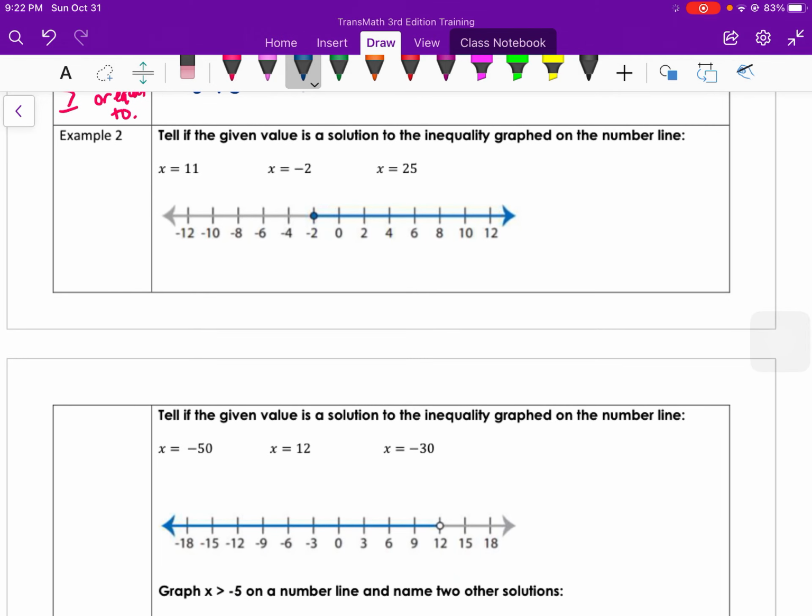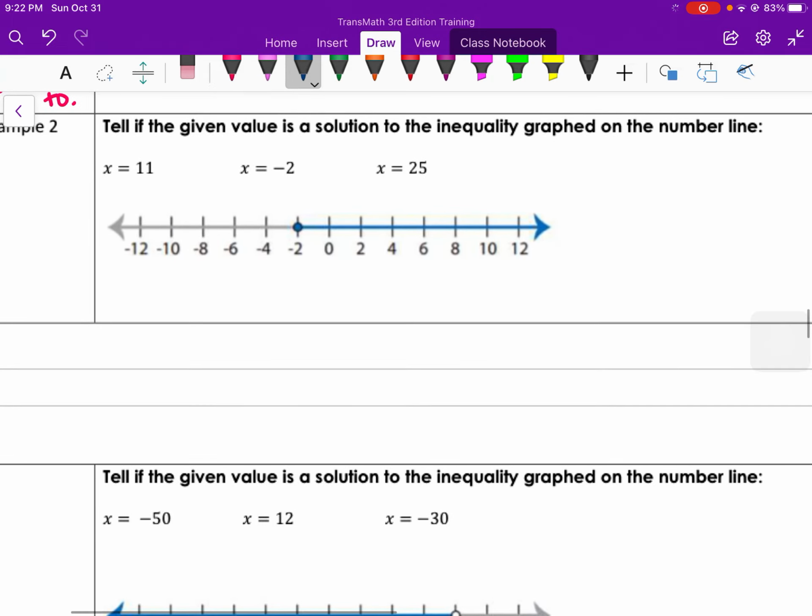Example 2, tell if the given value is a solution to the inequality that is graphed on the number line. So if I look at my number line here, I have a closed circle at -2, and my shading is all of the values that are to the right of -2. So that means these x's are all the x's that are greater than or equal to, since it's a filled in circle, -2. So let's see if these are solutions. Is 11 greater than or equal to -2? Yes, 11 would be right here. This would be a solution.